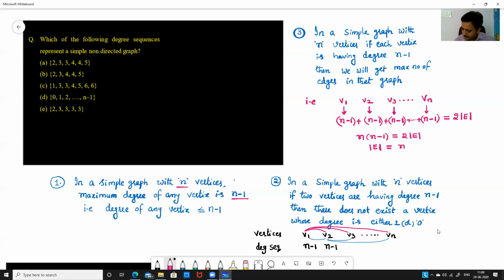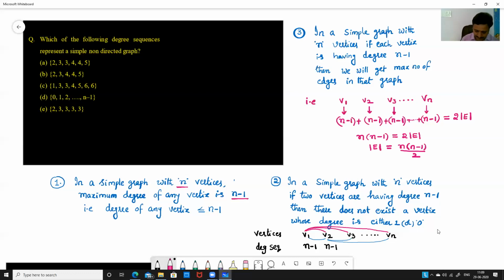Therefore, the number of edges is n times (n minus 1) divided by 2. Please remember this important point: in a simple graph, if every vertex has degree n minus 1, then the maximum number of edges is possible in that graph. So these three important points are useful in order to answer this type of question.